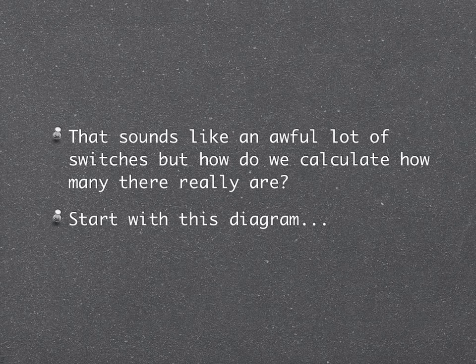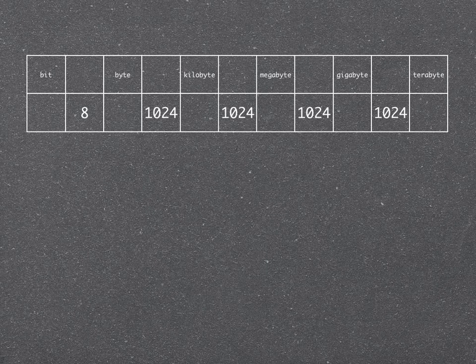Well, what we do is we start with this diagram. I've written out bit, byte, kilobyte, megabyte, gigabyte and terabyte across the top, leaving gaps. And between each of the words I've put in how many of the thing on the left equals the thing on the right. So 8 bits is 1 byte. 1024 bytes is a kilobyte, 1024 kilobytes is a megabyte, 1024 megabytes is a gigabyte, 1024 gigabytes is a terabyte.